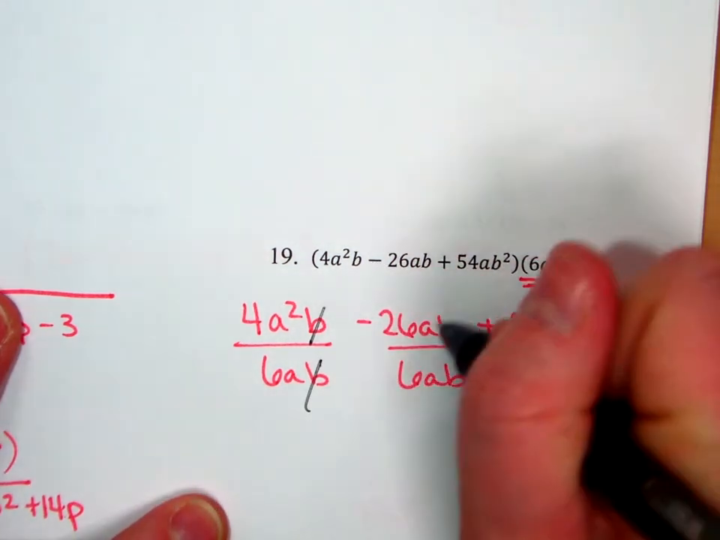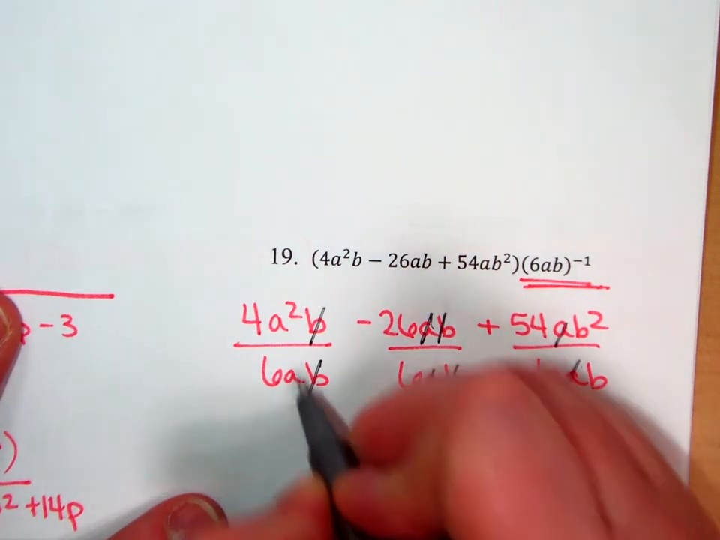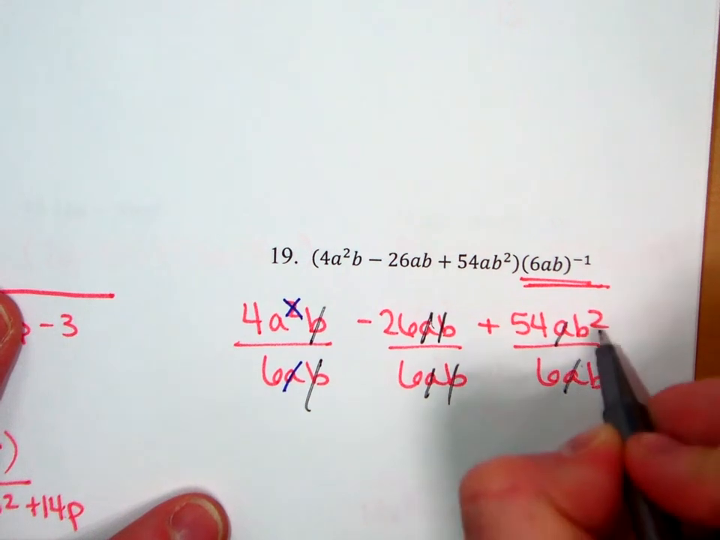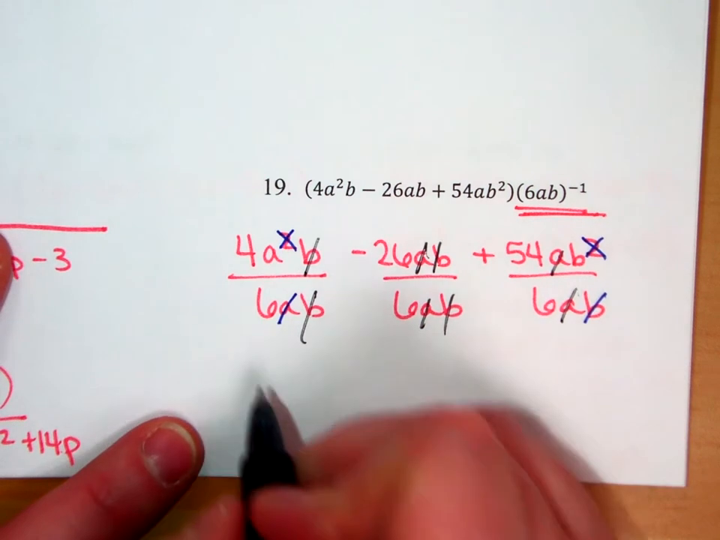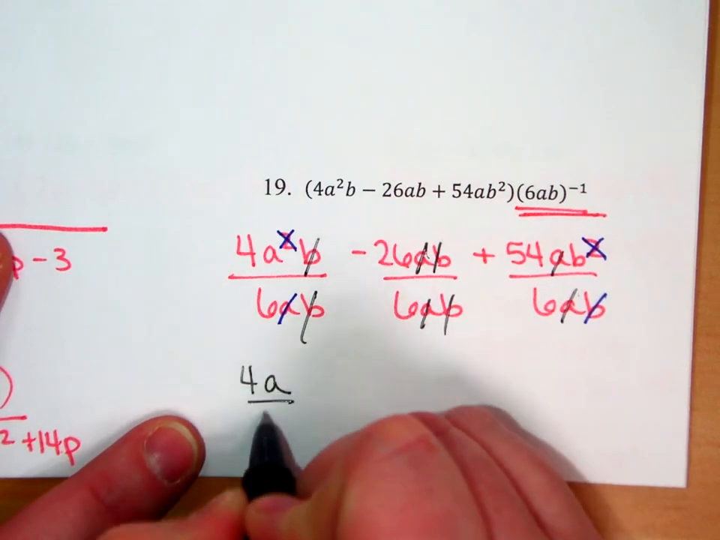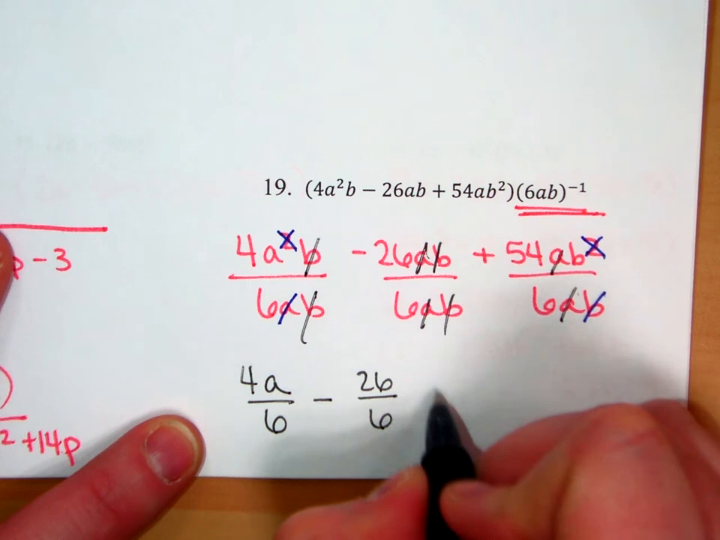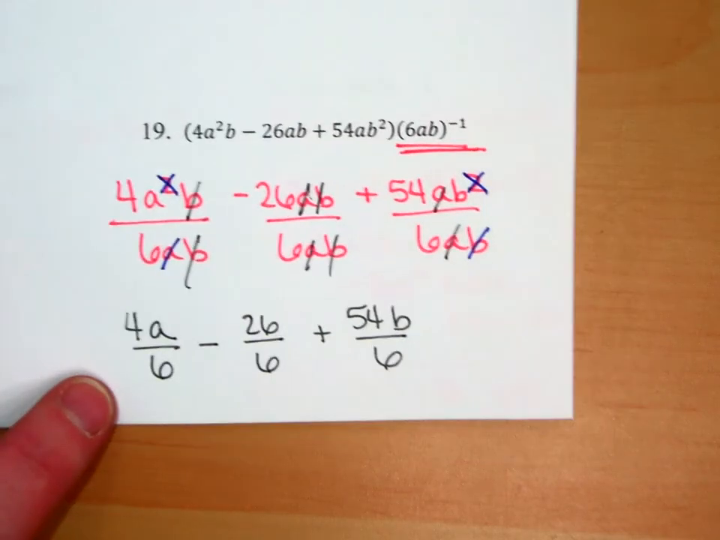So b's cancel out, b's cancel out, a's cancel out for that part. This a cancels with this a squared, so I have an a on top. And this b cancels with this b squared, so I have just a b on top. So rewriting my problem, I have 4a over 6 minus 26 over 6 plus 54b over 6.